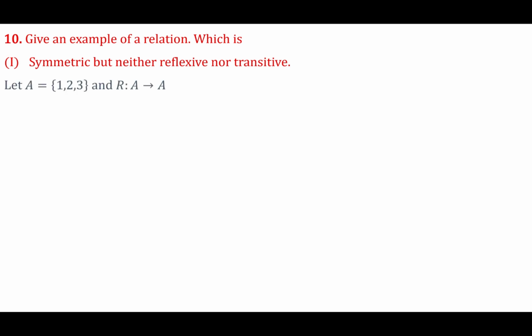So at first, choose any set A as {1, 2, 3} and a relation R defined on A. I define the relation R = {(1,1), (1,2), (2,3), (3,2), (1,1)}. Is this relation symmetric? We have to prove this is a symmetric relation, but not reflexive, not transitive.